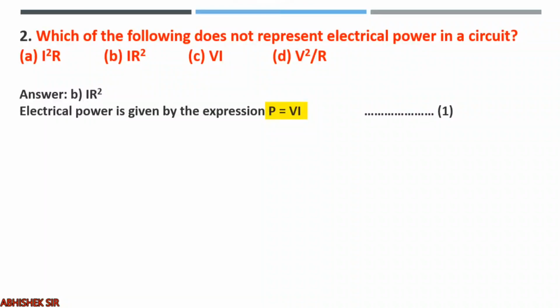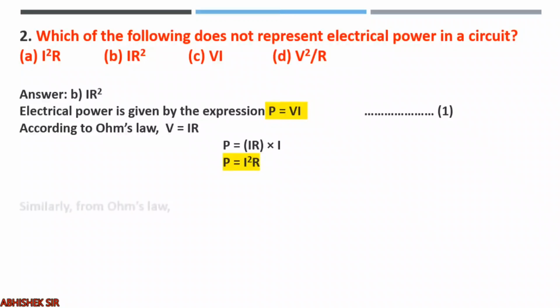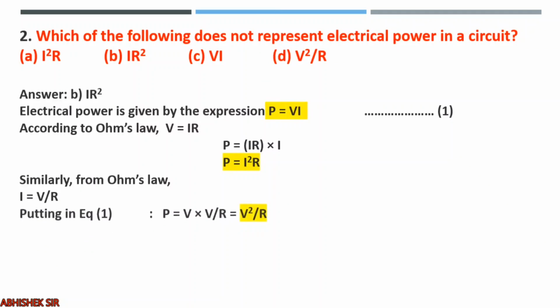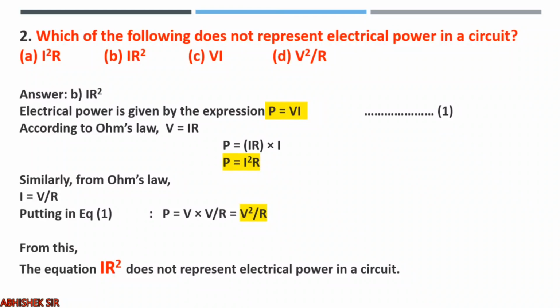Electric power is given by the expression P equals V I. Now, according to Ohm's law, V equals IR. So, if we put in equation number 1 IR instead of V, we will get P equals IR into I, that means I square R. So, option A is also correct. Now, similarly from Ohm's law, if we replace I as V by R, what will be the formula? V into V by R, that means V square by R. So these three highlighted are already the equations of electrical power. So what is left is I R square, that doesn't represent electric power in a circuit.